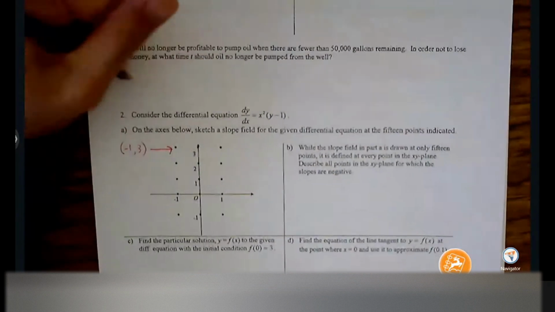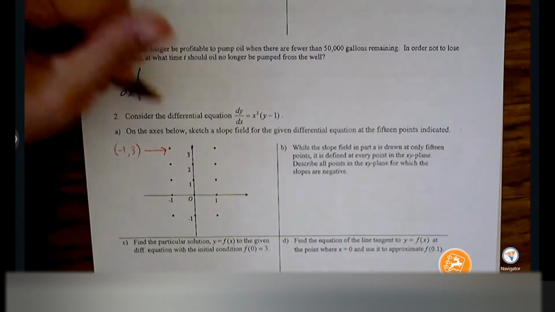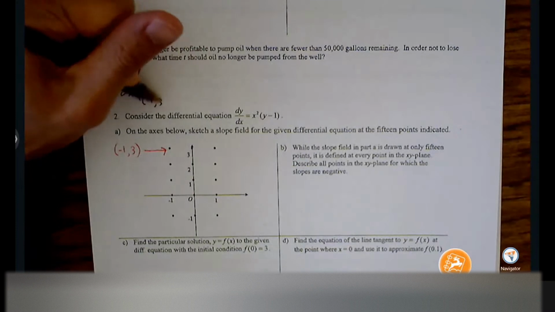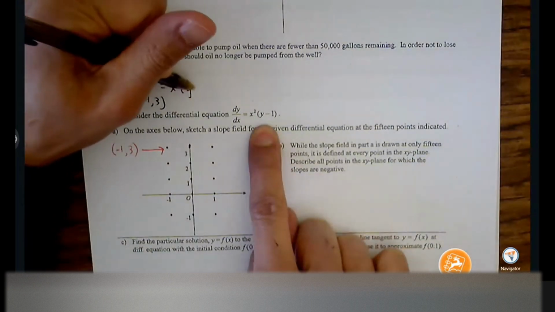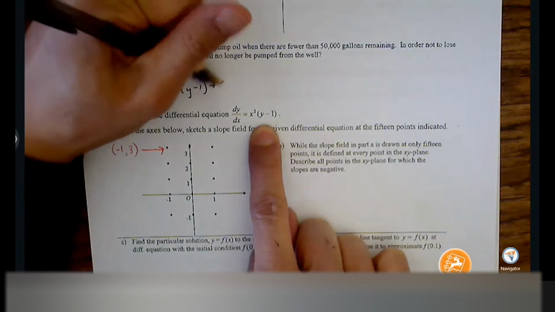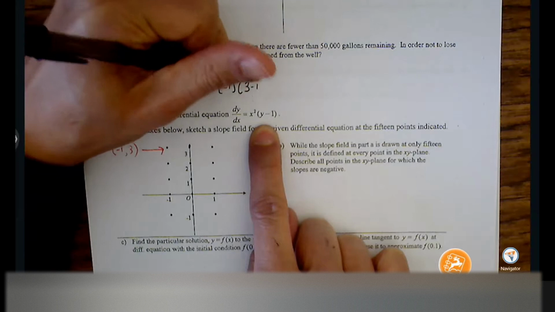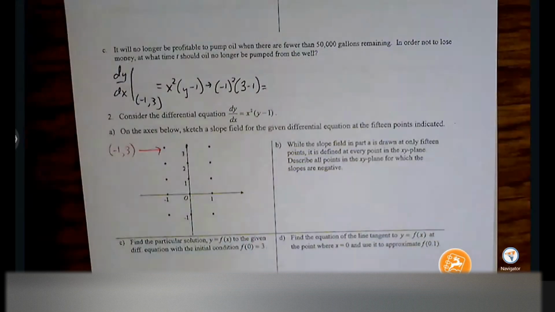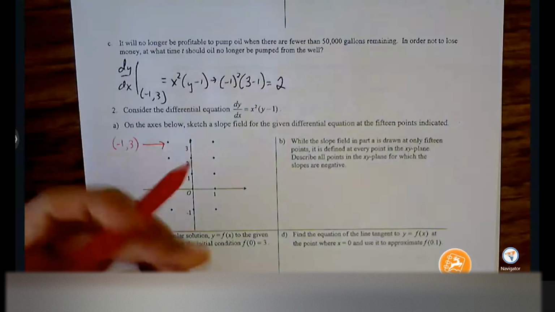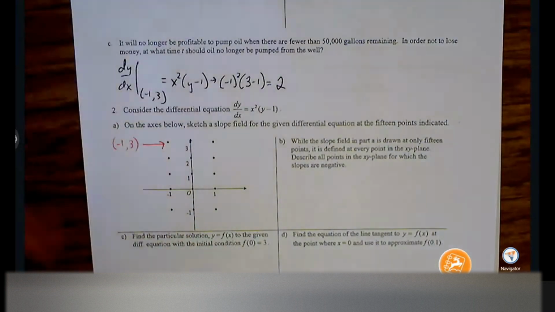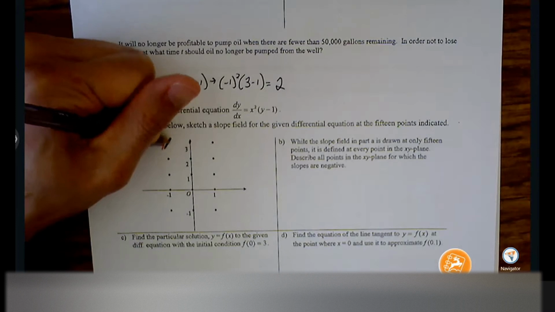Okay, so let's practice that here. So let's say dy/dx. I'll use the space for part C here. Put it into my x squared times (y minus 1) formula: -1 in for x, 3 in for y. -1 squared is 1, 1 times 2 is 2. So we're going to create a slope that we think represents 2, and we'll put it right through that ordered pair.